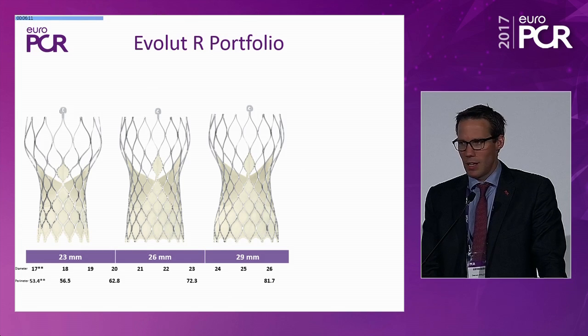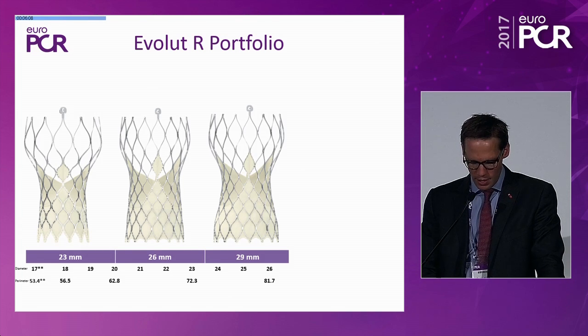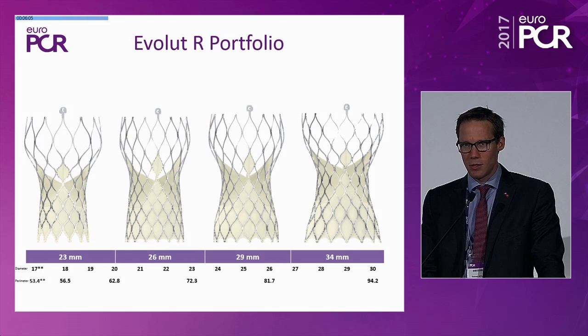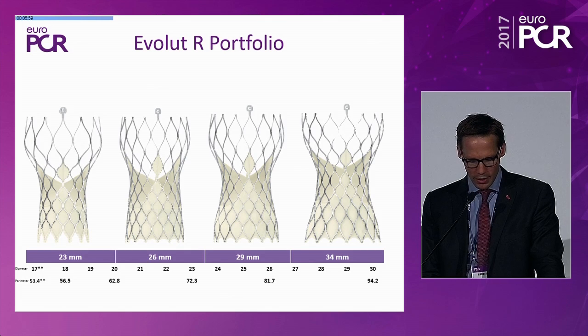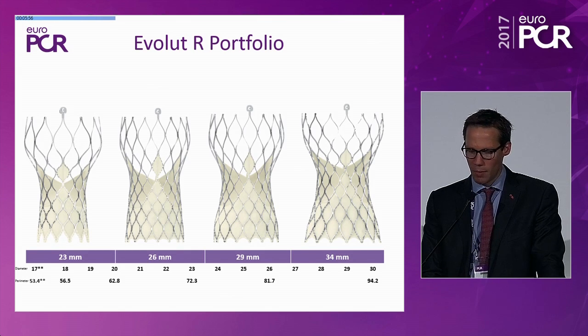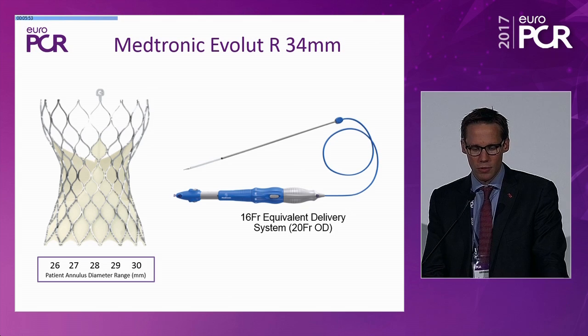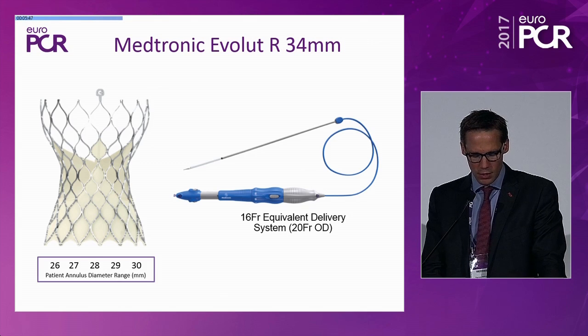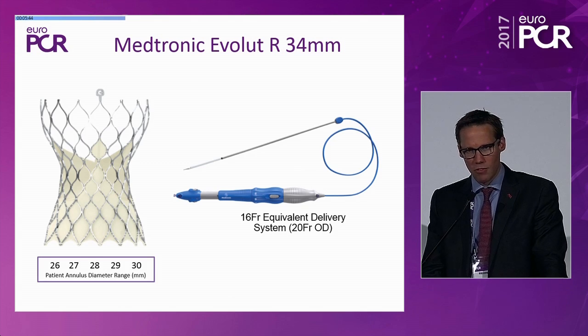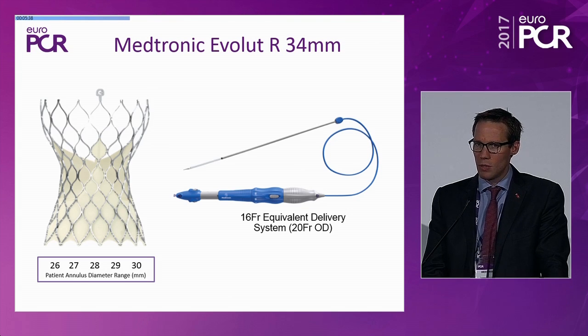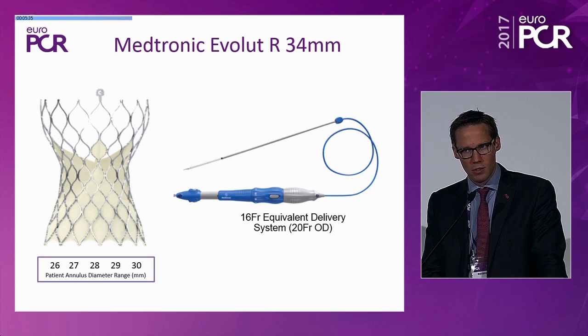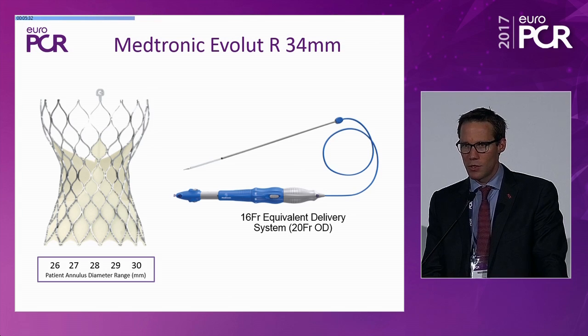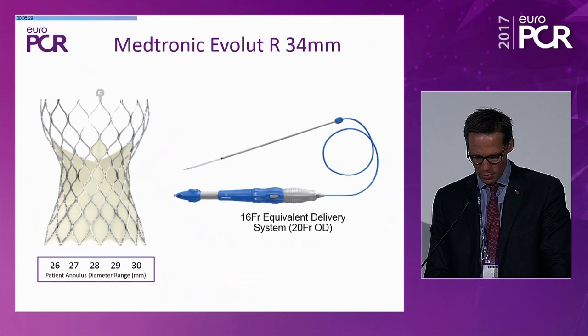Of course, we've had three Evolut R sizes available until recently, but the release of the big daddy, so to speak, the 34 millimeter Evolut R, really has made treating large, complex annuli much simpler, certainly in my practice. To give you a brief overview of the system, it's largely the same as the other Evolut R devices. It treats annuli from 26 to 30 millimeters. It's gone from a 14 French inline sheath to a 16 French inline sheath, but certainly in my practice that increase in diameter hasn't changed the number of patients that can receive TAVI or receive this system, because those larger patients tend to have larger peripheral vasculature as well.